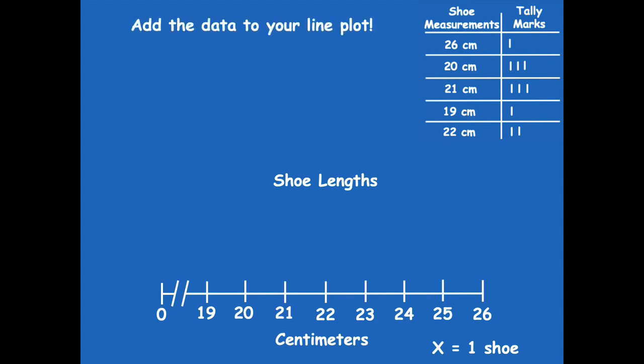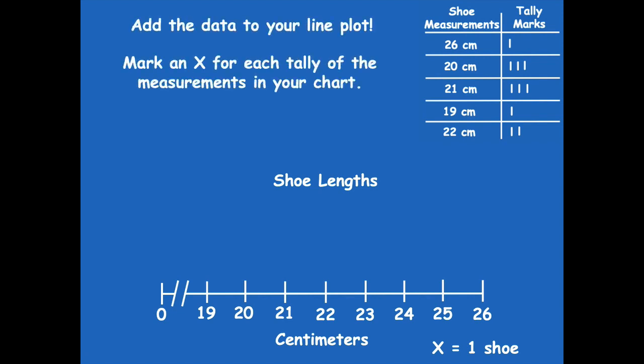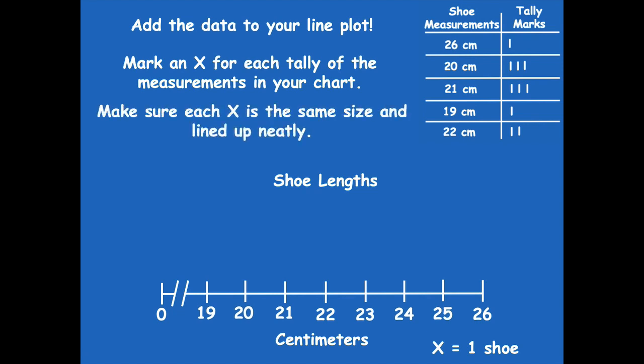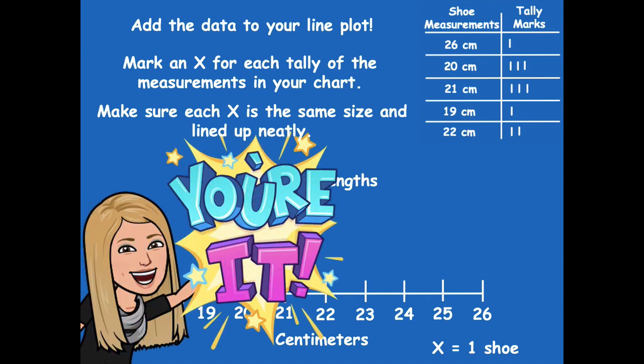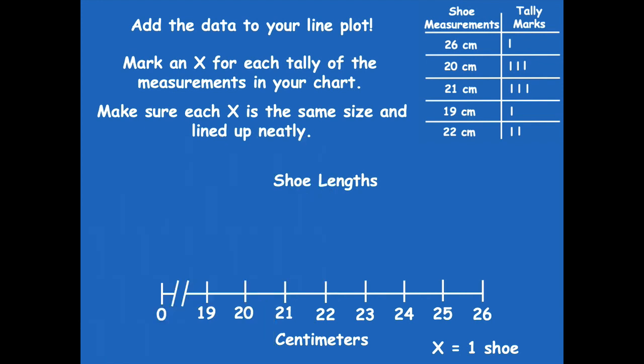All right, so now you're going to add the data to your line plot. Mark an X for each tally in the measurements in your chart. And make sure that each X is the same size and lined up neatly. This is the chance where you're going to get to showcase how awesome your skills are with creating line plots. Then once you create your line plot, we'll go over it together. So pause the video, add the data to your line plot, and then click play when you're ready to go over it together. All right, friends, pause if you need more time.